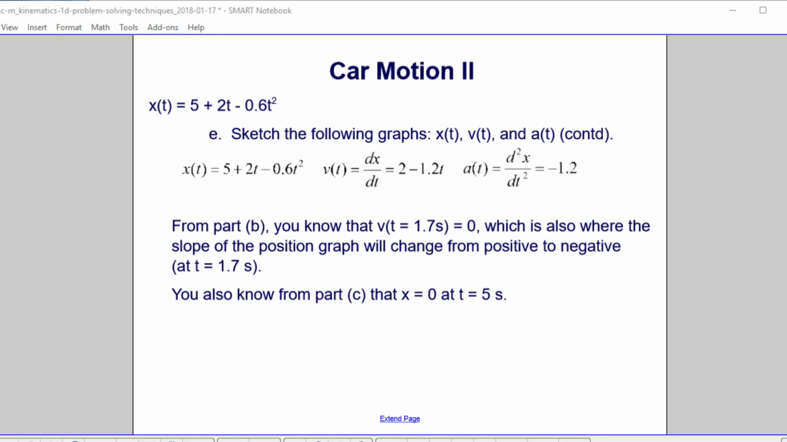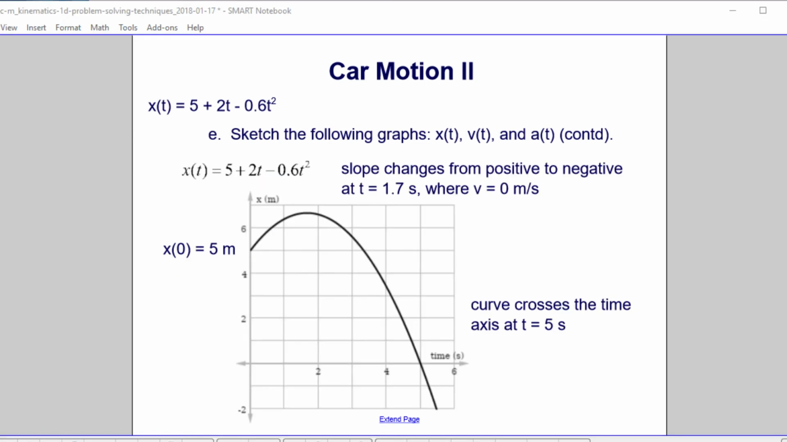Let's continue talking about the position graph. From part B of this problem, you know that the velocity at 1.7 seconds is 0. That's also where the slope of the position graph will change from positive to negative at t equals 1.7 seconds. You also know from part C that x is equal to 0 at t equals 5 seconds, so we can use that when we sketch the curve. The position graph, and you can see we've graphed it with very nice software. It's openly accessible to everybody. It's graph-free.com. Graph-free is all one word.